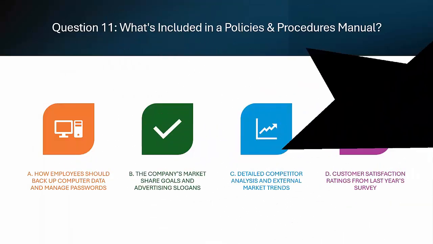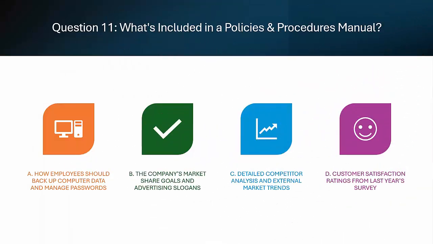Question 11. What's usually included in a policies and procedures manual? Which of these topics would likely be found in an organization's internal manual of policies, procedures, and best practices? A. How employees should back up computer data and manage passwords.